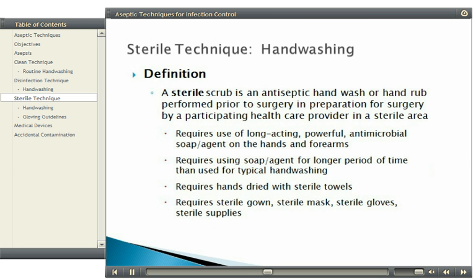Sterile technique, hand washing. Definition. A sterile scrub is an antiseptic hand wash or hand rub performed prior to surgery, in preparation for surgery, by a participating healthcare provider in a sterile area. Requires use of a long-acting, powerful antimicrobial soap or agent on the hands and forearms. Requires using soap or agent for a longer period of time than used for typical hand washing. Requires hands dried with sterile towels. Requires sterile gown, sterile mask, sterile gloves, sterile supplies.